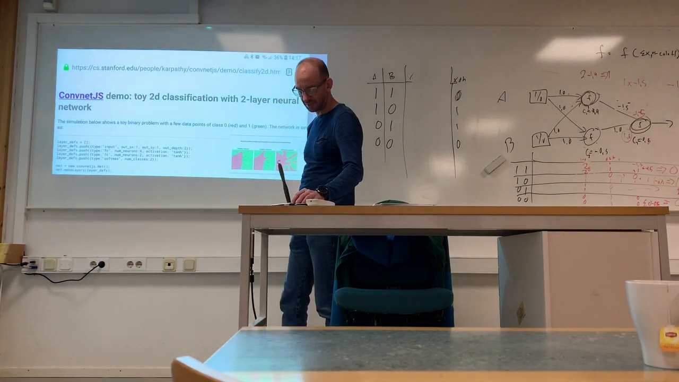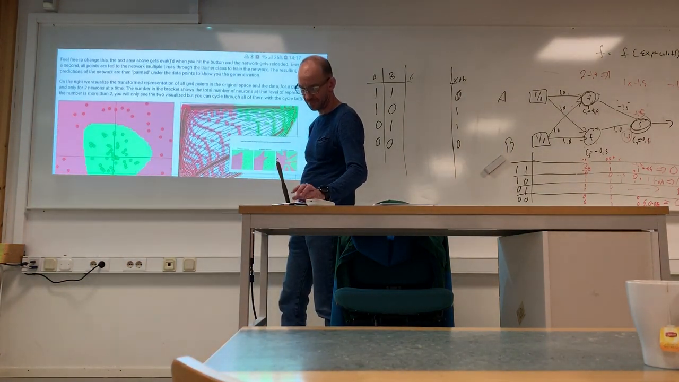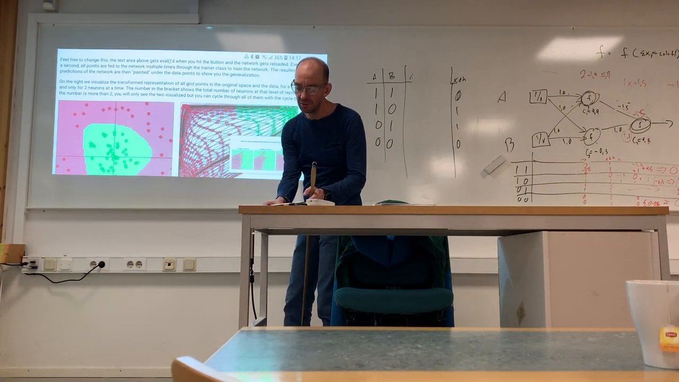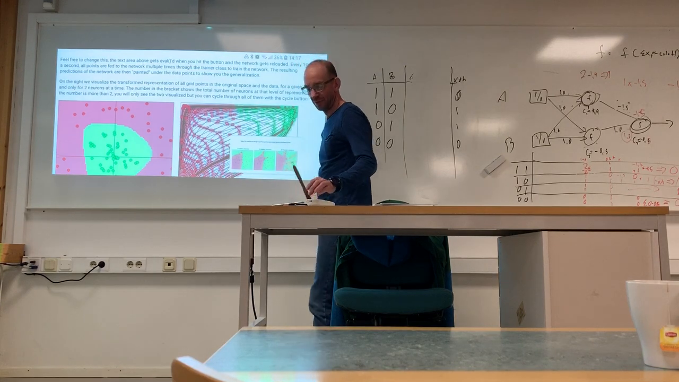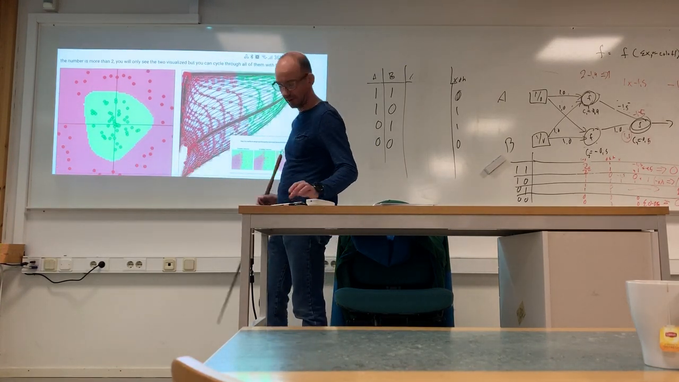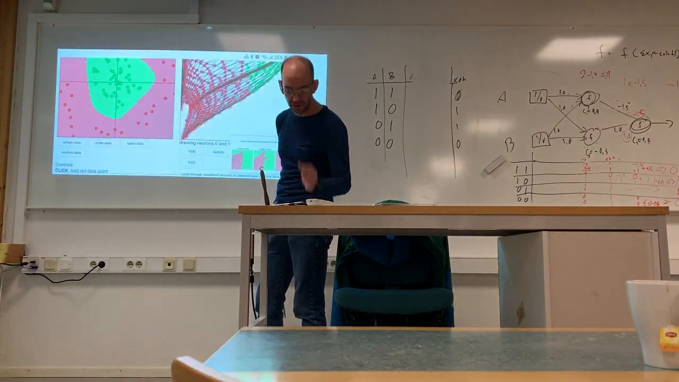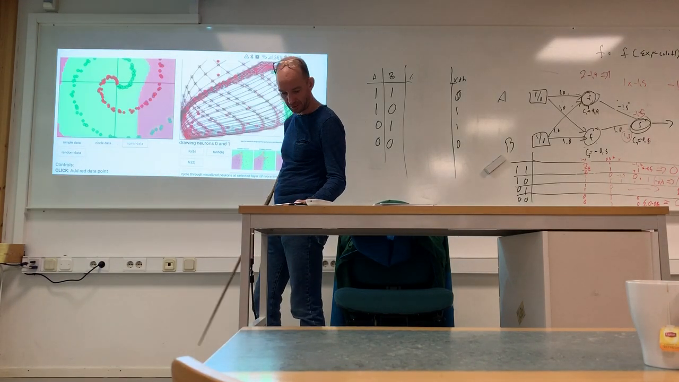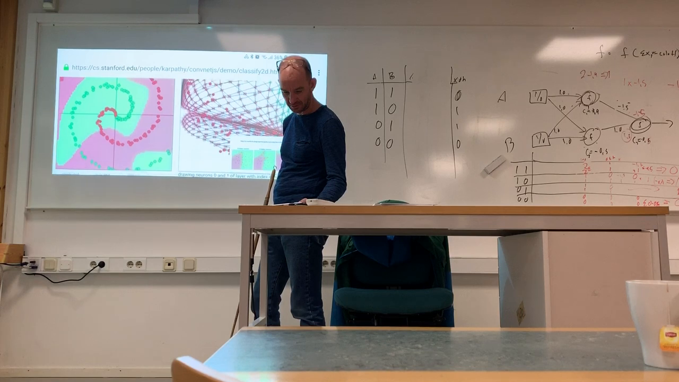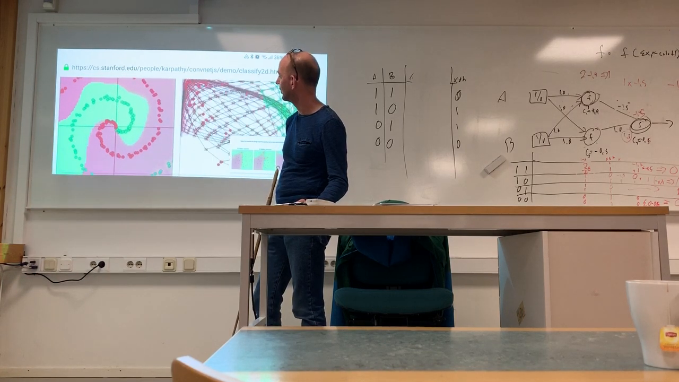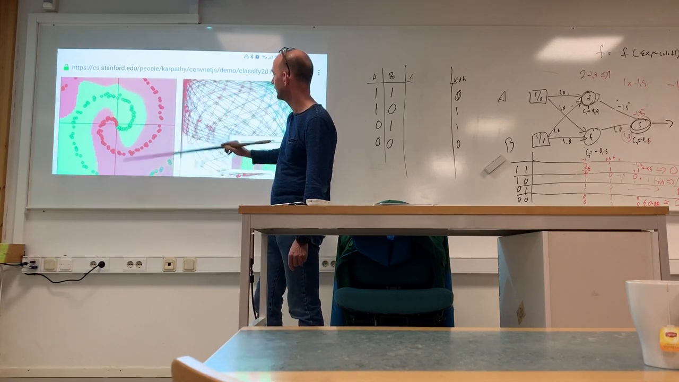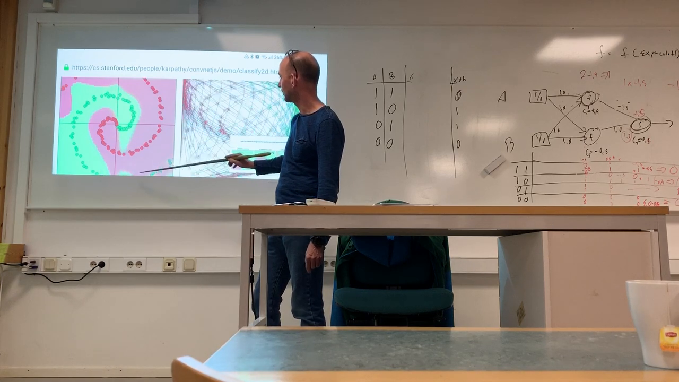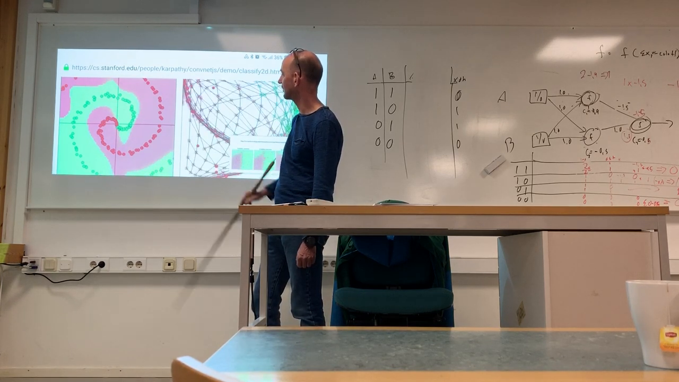So here you have some kind of network, and you can, for instance, tell it to use spiral data. We put the data in a spiral, and you let the network learn. You see, it can learn quite quickly. Not perfect, it takes some time to do it, but finally, you get it to learn this.